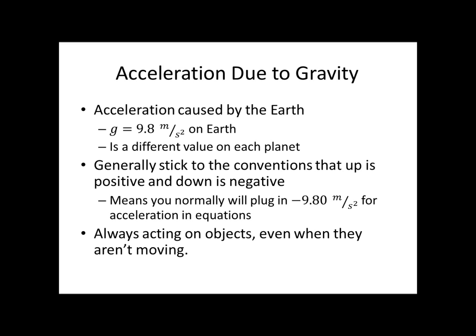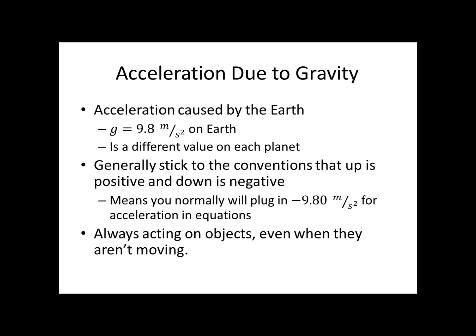Generally, we stick to the conventions that up is positive and down is negative. That means that when you're working these problems, you're normally going to be plugging in a negative 9.80 meters per second squared for acceleration. Can you flip it on its head and say that down is positive? Yes, but I actually suggest against it because you have to make sure you flip everything else. And I would prefer you stick with the conventions.